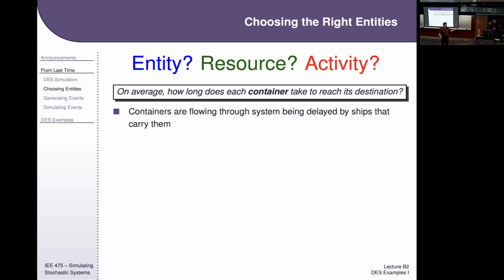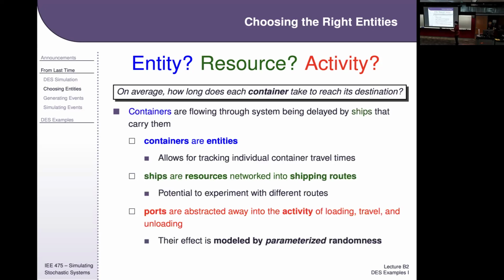Entity. So I guess I could have done clicker. How many people say entity? How many people say resource? All right, good. Entity. It's the thing that is waiting. So the container is the entity, and the ships, then, that's what they're waiting on. So a container can't go anywhere if there's no ship. So we would model the availability of the ships as potentially resources.